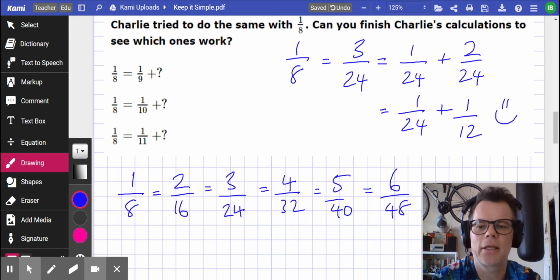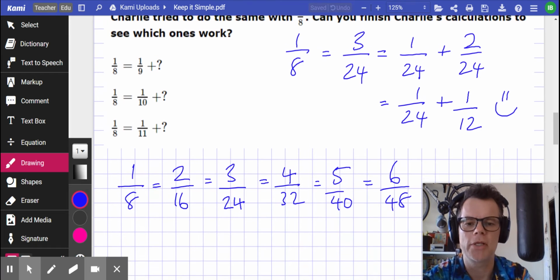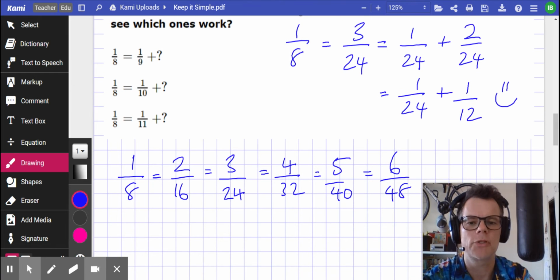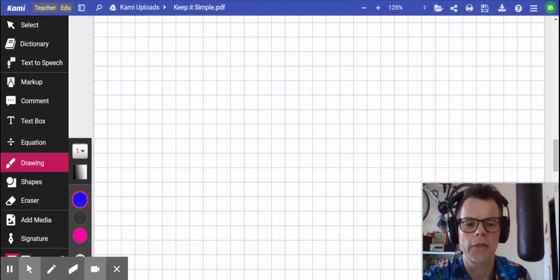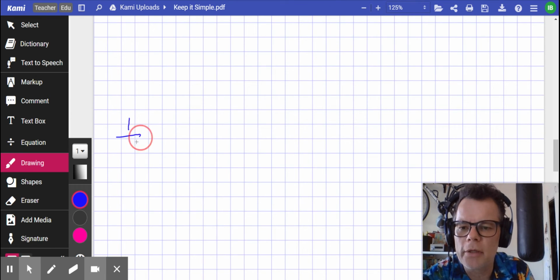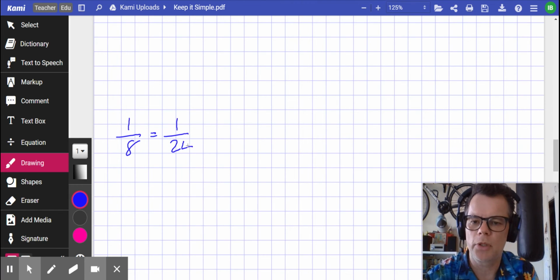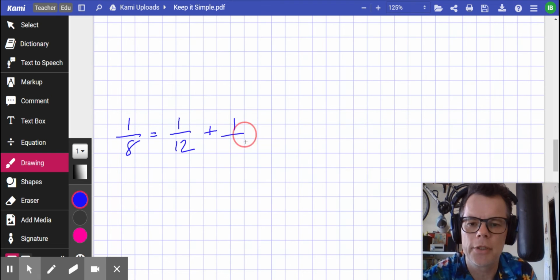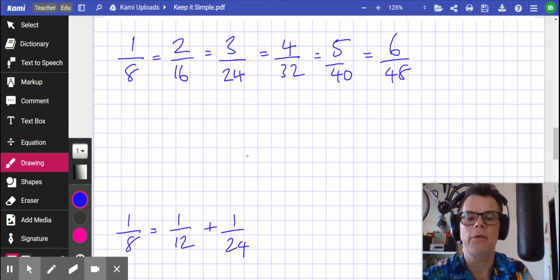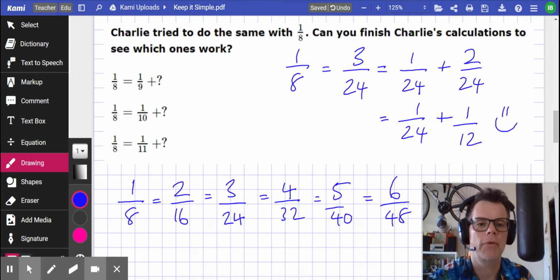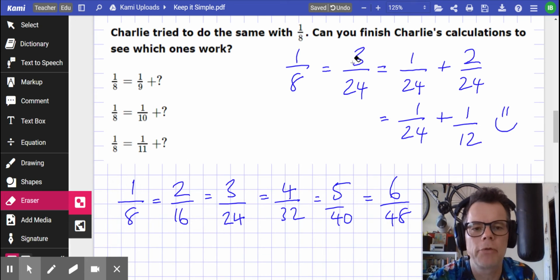Great. So where should I keep a record of these? I'll scroll down. 1/8 is 1 over 24 plus 2 over 24. Actually, I'm going to put 1 over 12 first. 1 over 12 plus 1 over 24. Now, if you think that's enough of a tip for you to carry on, have another good go at that. Pause the video and see if you can find out some other answers. Go.